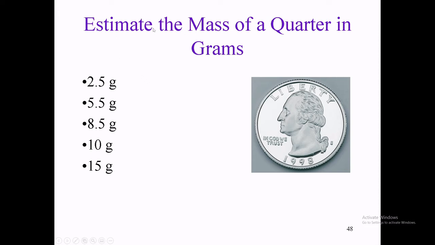So here's a little activity for you guys. Estimate the mass of a quarter in grams. So how much do we think a quarter weighs? This is a good way of getting started here. And I'm going to say that a quarter is 5.5 grams. And a nickel is actually almost perfectly 5 grams. So that kind of gives you a sense of what a gram is, because you have a good sense of the weight of a quarter.